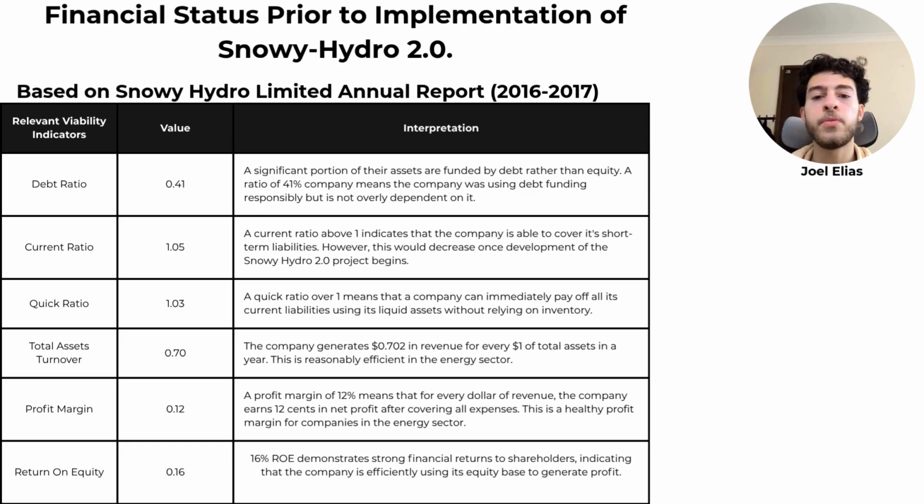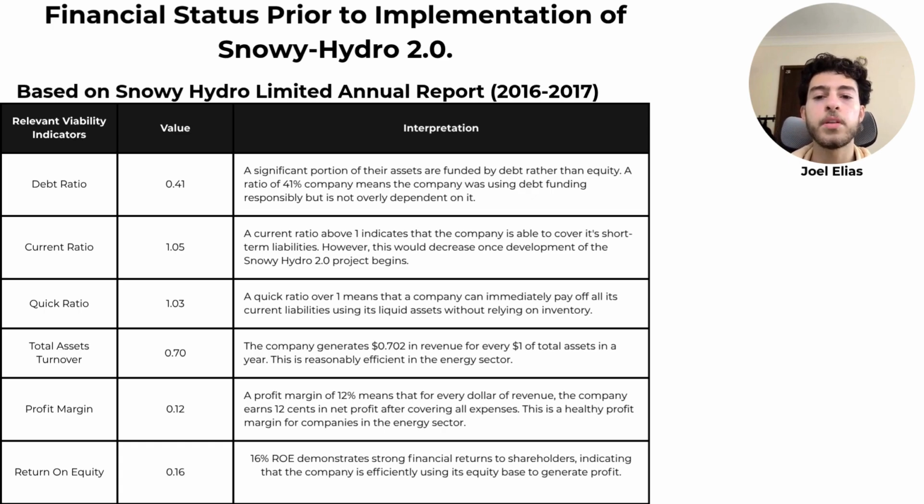Total assets turnover of 0.70 means the company generates 70 cents in revenue for every $1 of total assets in a year. This is reasonably efficient in the energy sector. The company turned a profit margin of 0.12, meaning that for every dollar in revenue, the company earned 12 cents in net profit after covering all expenses. This is a healthy profit margin for companies in the energy sector.